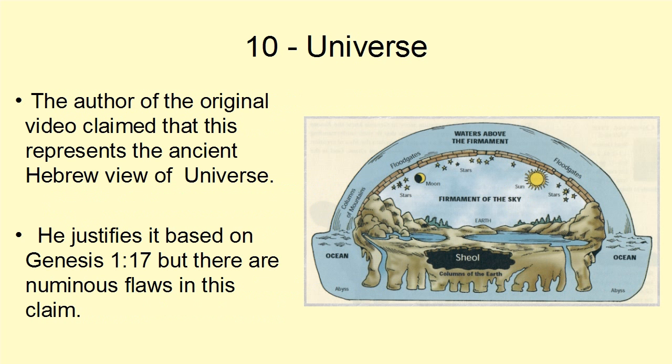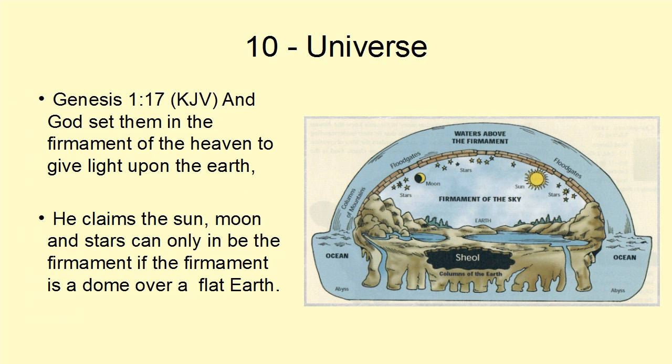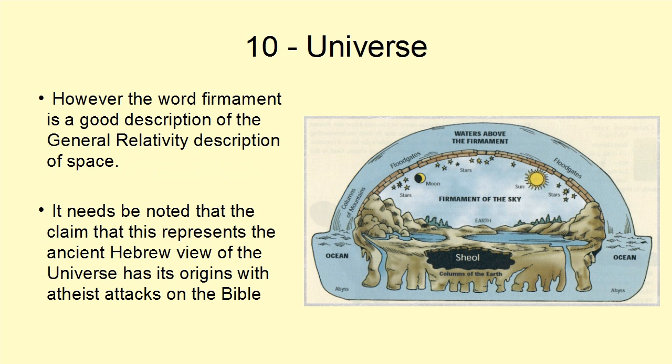Number 10, universe. The author of the original video claimed that this represents the ancient Hebrew view of the universe. He justifies it based on Genesis 1:17, but there are numerous flaws in this claim. Genesis 1:17, and God set them in the firmament of the heaven to give light upon the earth. He claims the sun, moon, and stars can only be in the firmament if the firmament is a dome over a flat earth. However, the word firmament is a good description of the general relativity description of space. It also needs to be noted that the claim that this represents the ancient Hebrew view of the universe has its origins in atheist attacks on the Bible.